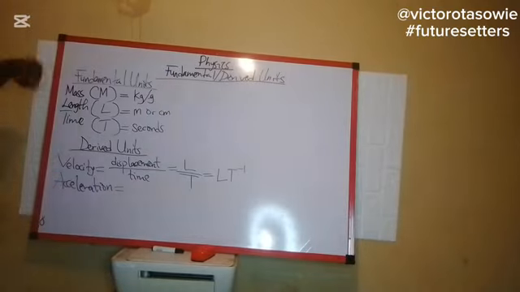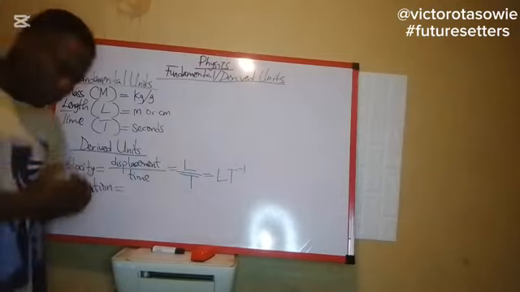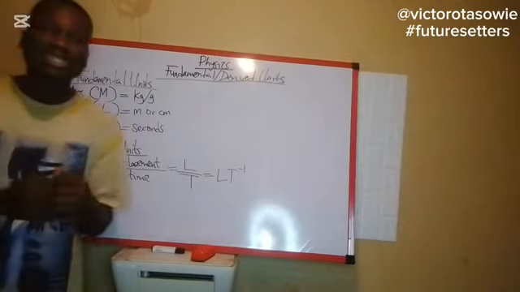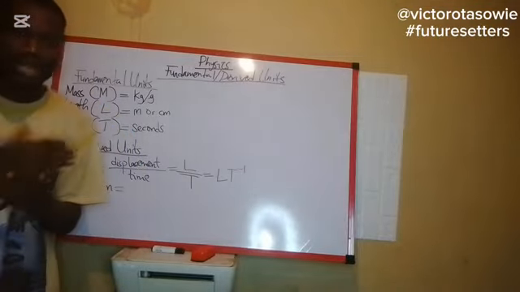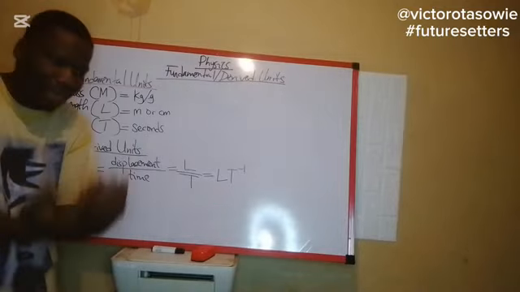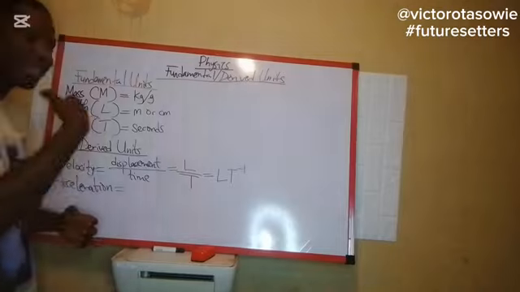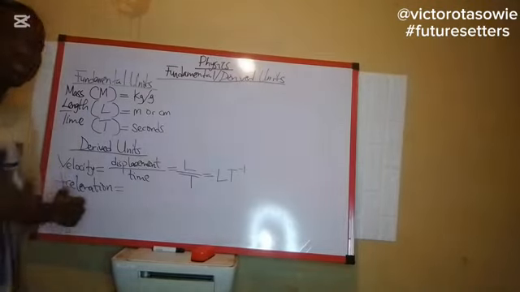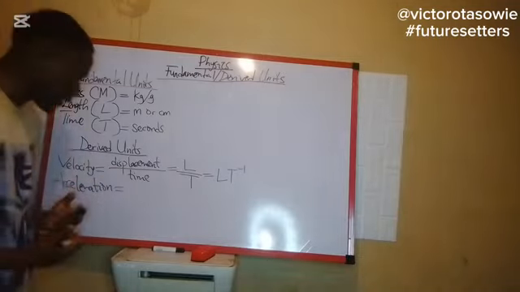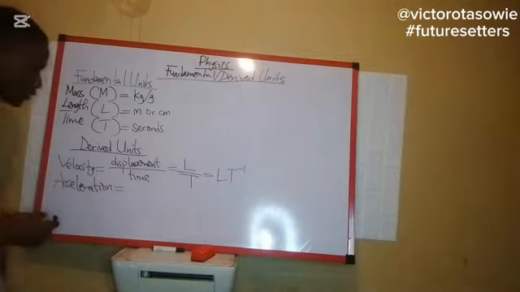We just talked about the three major fundamental units which we have to understand: mass, length, and time. If you can understand that, every other thing comes from these three things: mass, M, length, L, and time, T, which is in seconds. So we'll start from there. Velocity is displacement over time, which is L per T. The next one is acceleration.